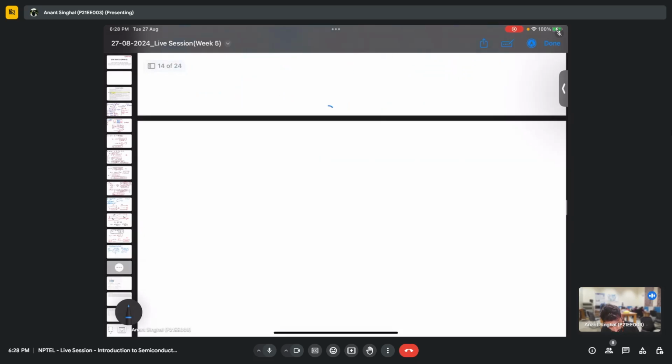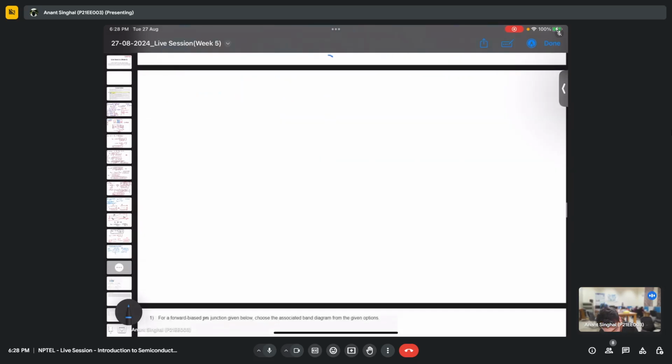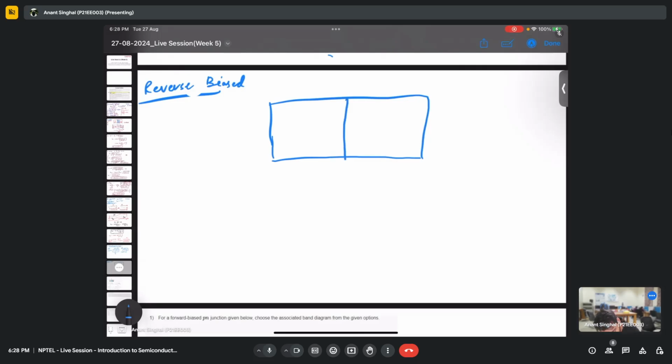So one thing is very clear. First we are talking about reverse bias. In reverse bias, as I have already told you, let's say this is a PN junction. Reverse bias means the P side is connected to the negative potential. So we are now applying some bias, and I'm representing this as VR, the reverse bias voltage.